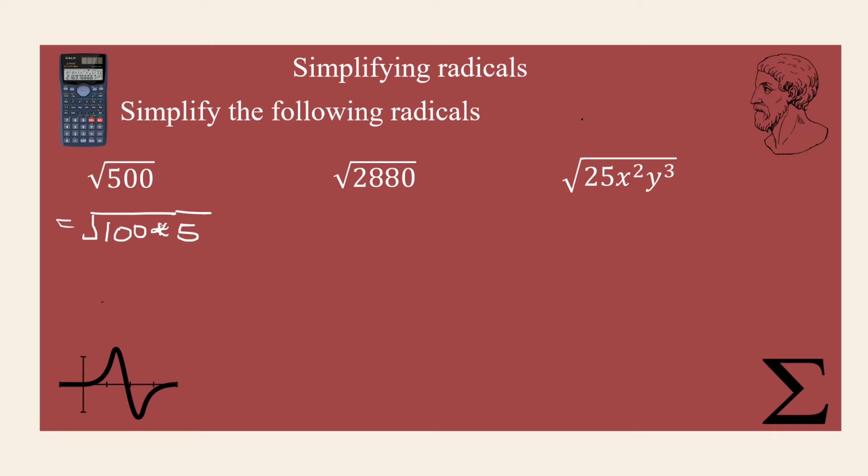Now I'm going to separate these using the product rule. According to the product rule, the square root of 100 times 5 is the same as the square root of 100 times the square root of 5. The reason this is helpful is because 100 is a perfect square, and the square root of 100 is 10, because 10 squared is equal to 100. So this is 10, and then we have times the square root of 5.